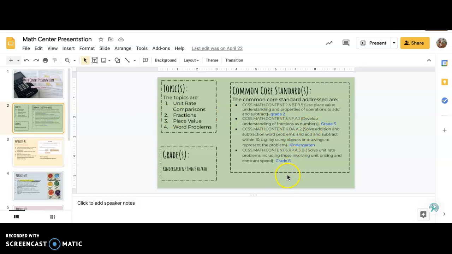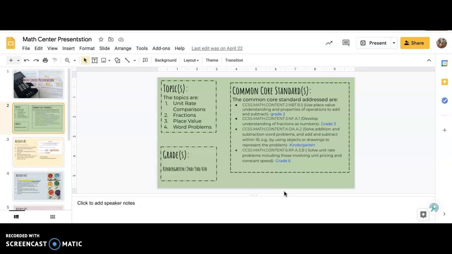The 4 Common Core standards are listed off to the right, and the first one is the use of place value, understanding, and properties of operation to add and subtract, which would be for 2nd grade. The second one would be to develop an understanding of fraction as numbers, which would be 3rd grade.